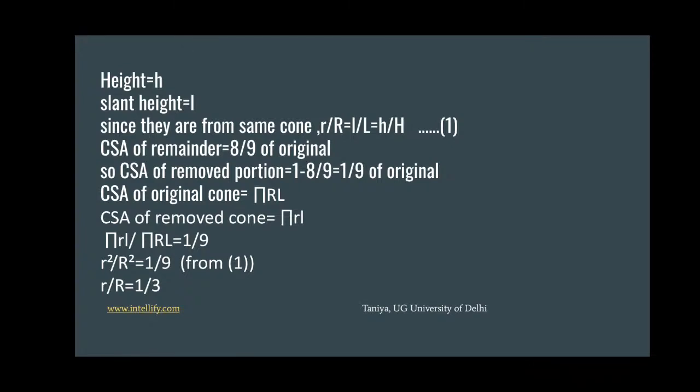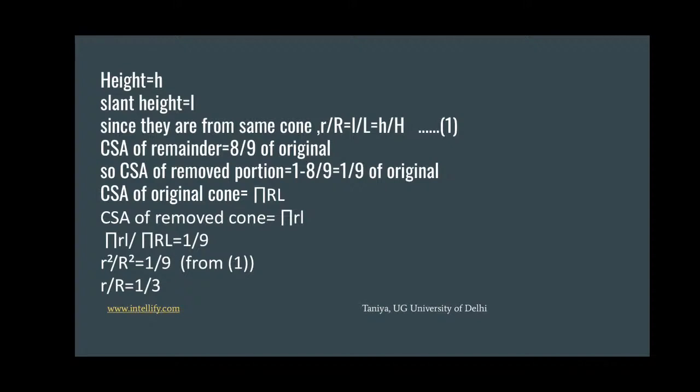So we get r/R = l/L = h/H. It is given that the curved surface area of the remainder is 8/9 of the original. So the curved surface area of the removed portion will be 1 − 8/9, that is 1/9 of the original. Curved surface area of the cone is πRL, and of the removed cone is πrl. So the ratio of these curved surface areas will be 1/9.